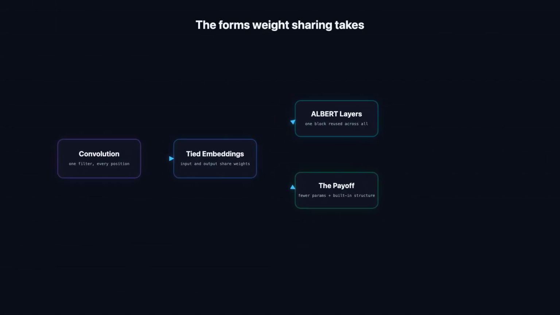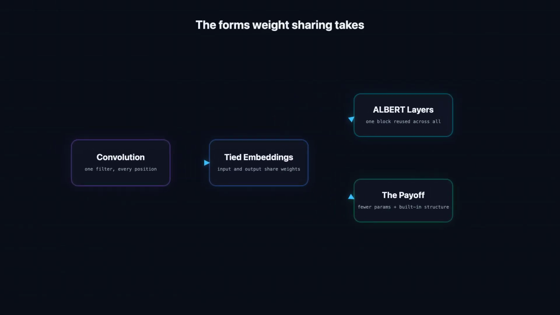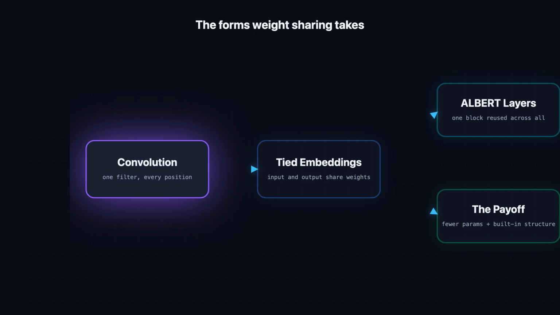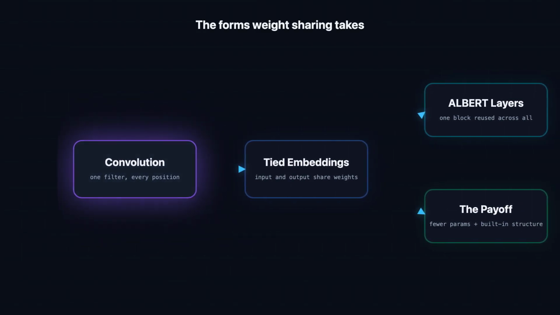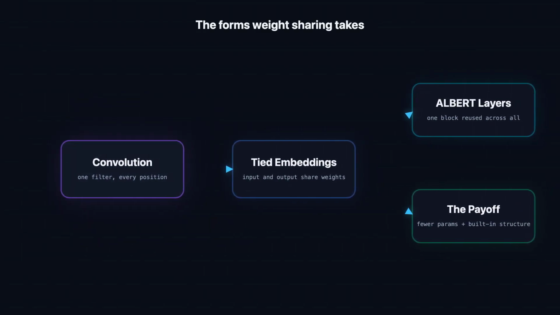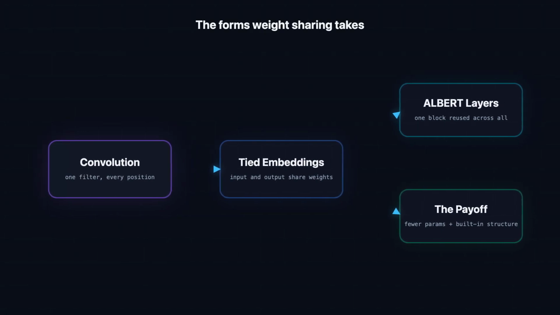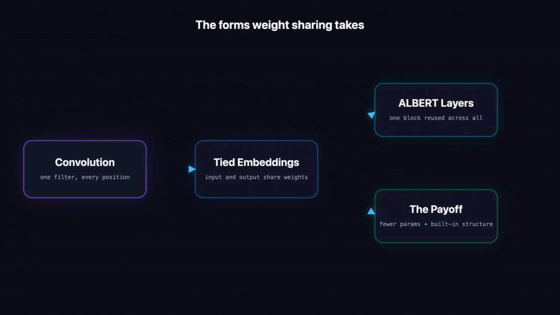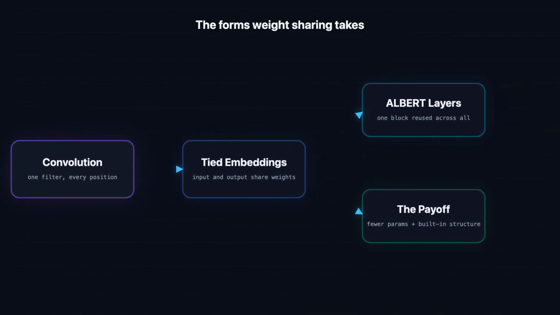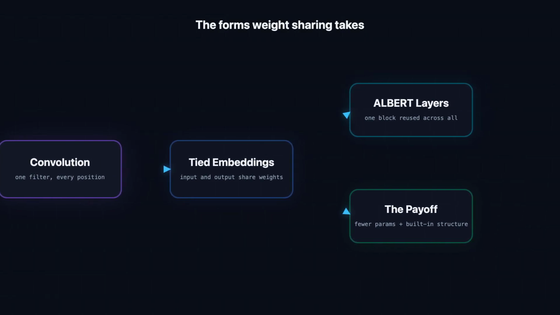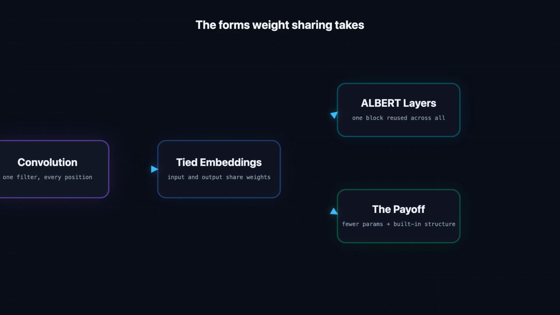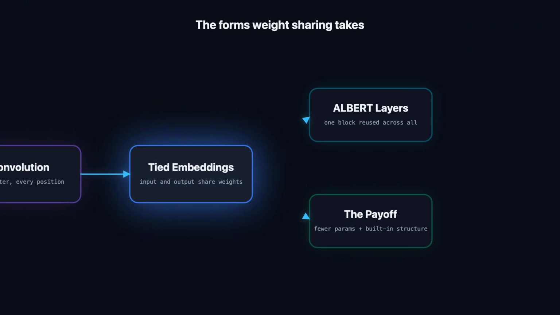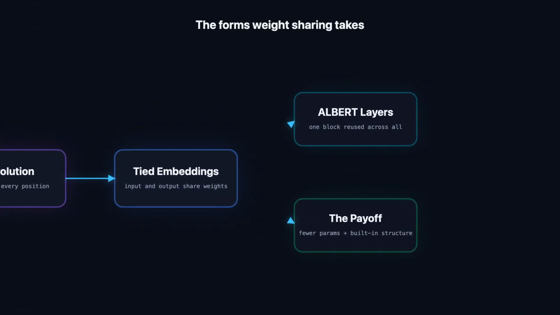This idea shows up in several forms across deep learning. Walk through them one at a time. In a convolutional network, one small filter slides across the entire image, reusing its weights at every position. That single act slashes the parameter count and bakes in translation invariance. A cat is a cat whether it sits in the top corner or the bottom, because the very same detector looks everywhere.